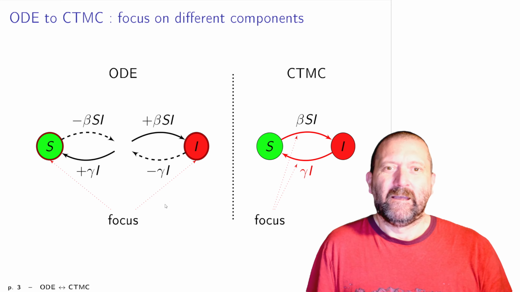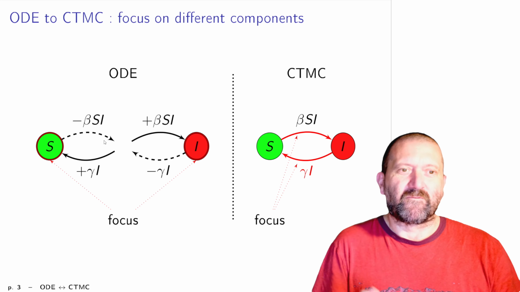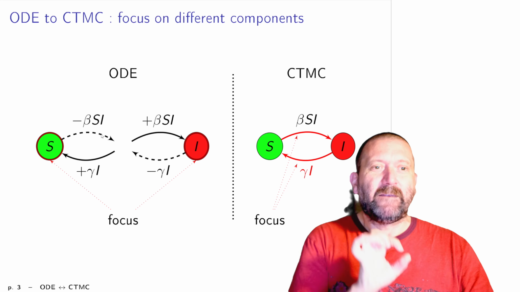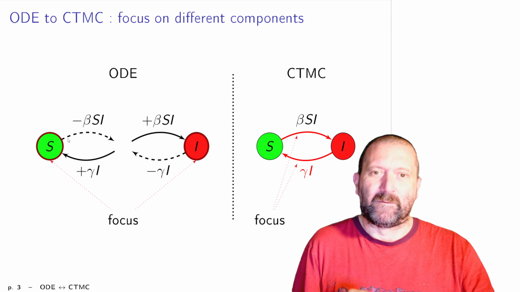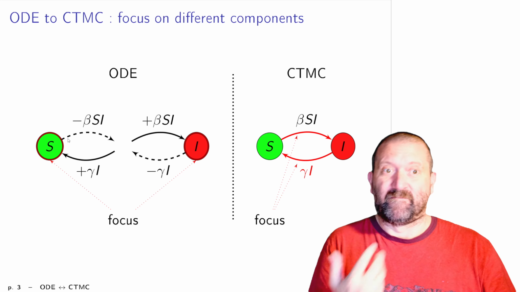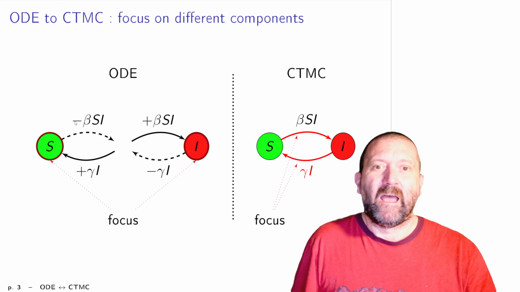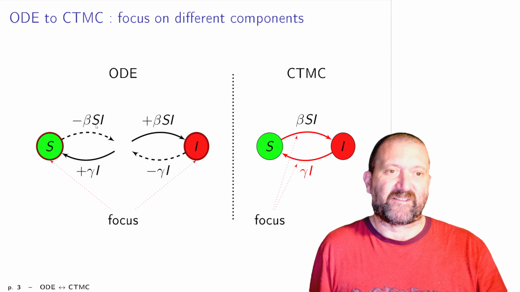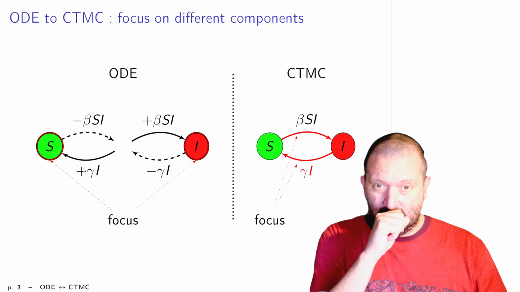I'm assuming that the total population is fixed, and so individuals just go back and forth between the two compartments, S and I. So if I'm looking at the ODE, when you're writing the ordinary differential equation, you're focusing on the inflows and outflows from a compartment. So for instance, if I look at that S compartment here, and I'm wondering how to write down an equation for the evolution of the numbers in S, I would say, well, there are individuals leaving S at the rate minus beta SI, and there are individuals entering S at the rate gamma I.